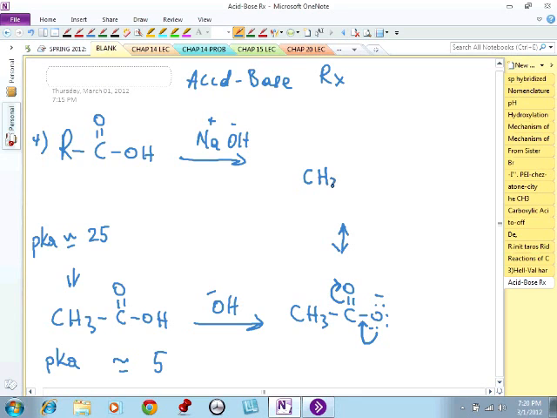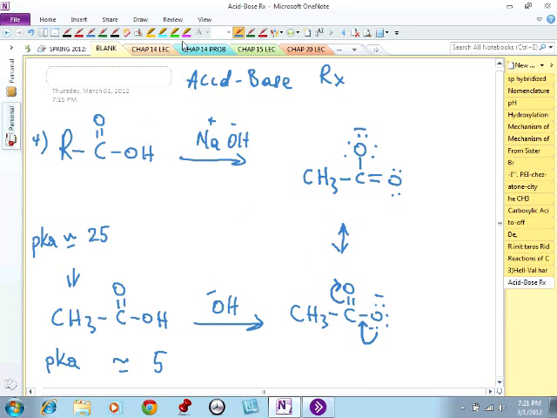So as a result of resonance, we say that the conjugate base of acetic acid is stabilized by resonance. On the other hand, if we pull this hydrogen out, the conjugate base cannot be stabilized by resonance, just as we've done here. Okay?